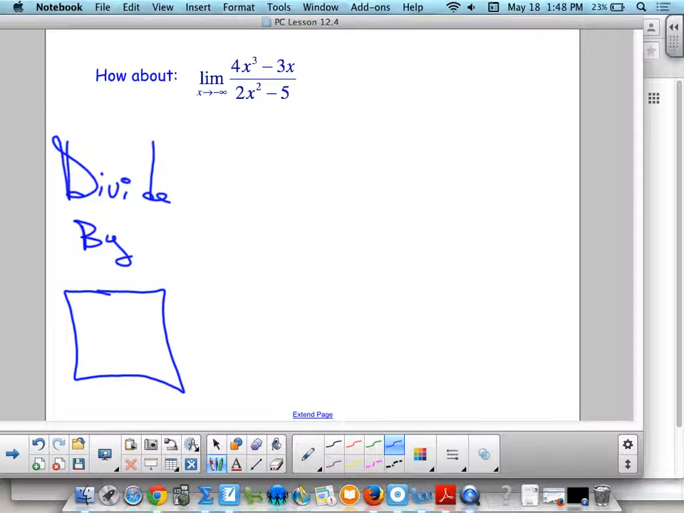Anybody know what you're dividing each term by? X what? Squared. Did anybody pick x cubed? Because you saw the highest power of x is 3? Don't do it. It's in the numerator. We want denominators. That's all we want. Okay. So do that.